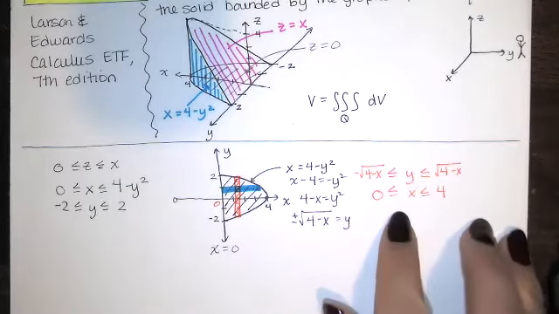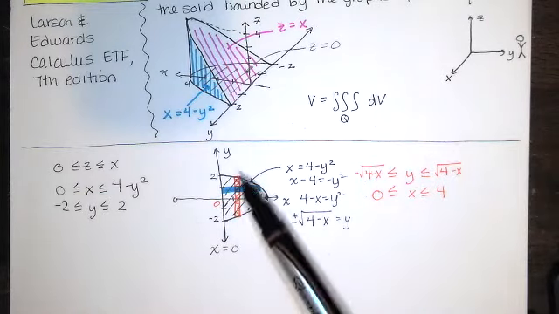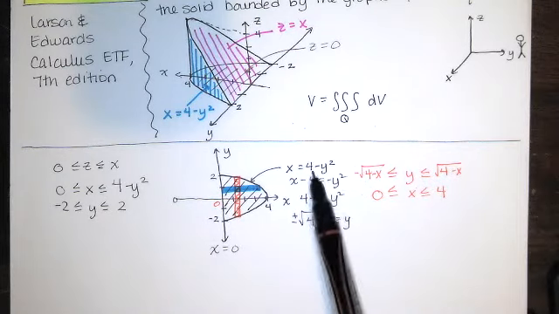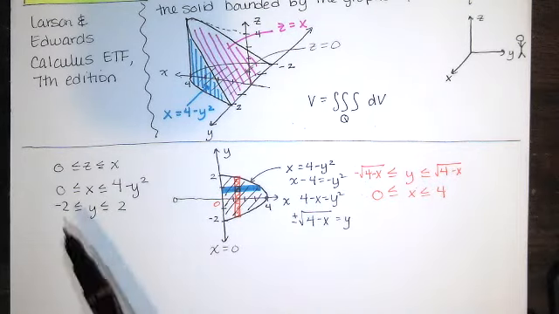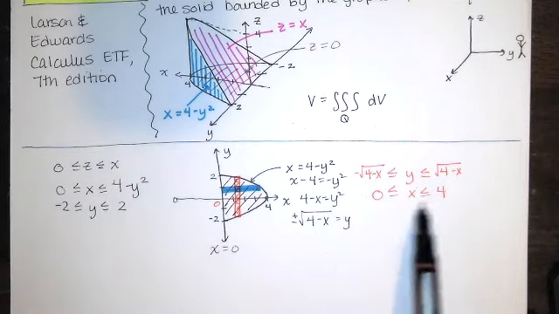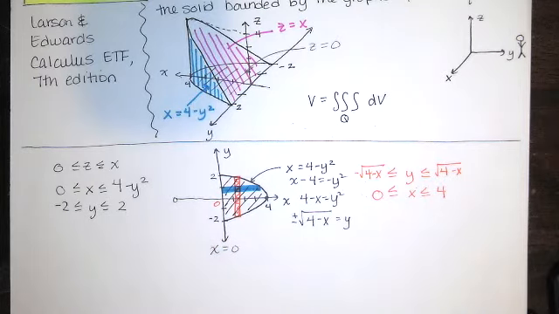Now you don't have to do this, but some students prefer to always let y go from a function to a function and let x go from a constant to a constant. In this case, since this was given to us, I think it made more sense to do it this way. Either way, if you use these bounds for x and y or these bounds for x and y, you're going to get the correct volume here.